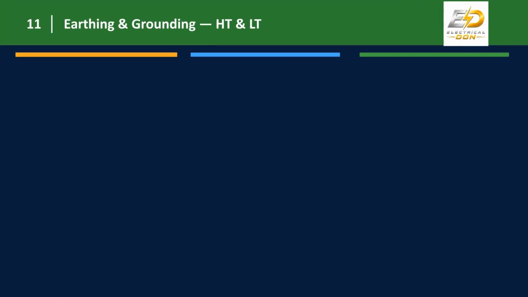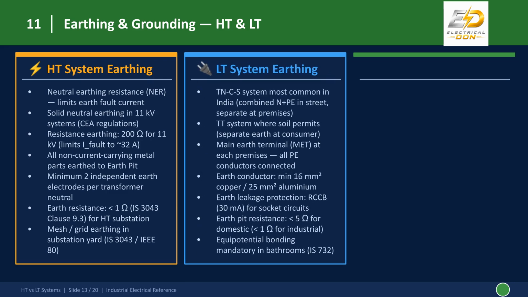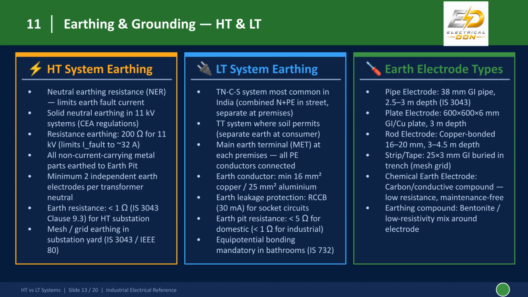Earthing standards vary between systems. HT systems employ resistance or solid neutral earthing and require a minimum of 2 electrodes per transformer neutral. LT uses solid earthing systems like TN-C-S and TT, with RCCBs providing earth leakage protection for personal safety. Various electrode types are used to achieve the required earth resistance values.